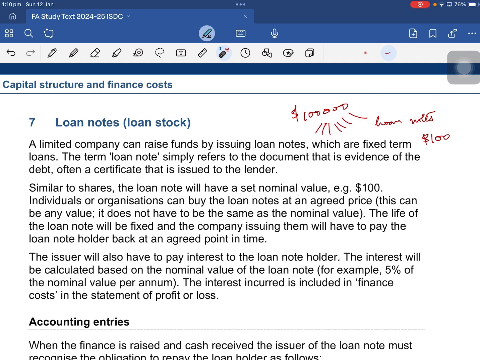Unless it is specifically mentioned, always and always, it is $100 for one loan note. Understood? So if it is 100,000, how many loan notes would be there? 100,000 divided by 100, that is 1,000 loan notes. Clear?